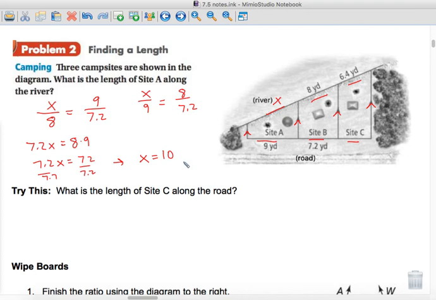All right. Just checking my work here. 10 over 8, 9 over 7.2. I think that makes sense. Yeah. Okay. x is 10.